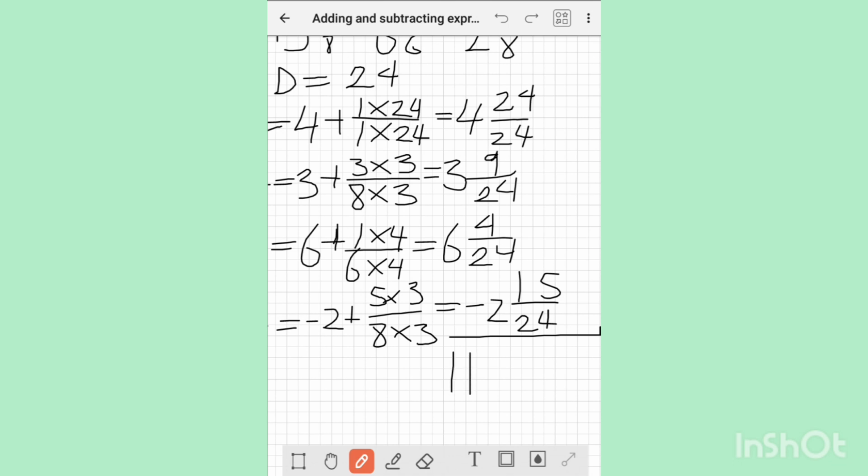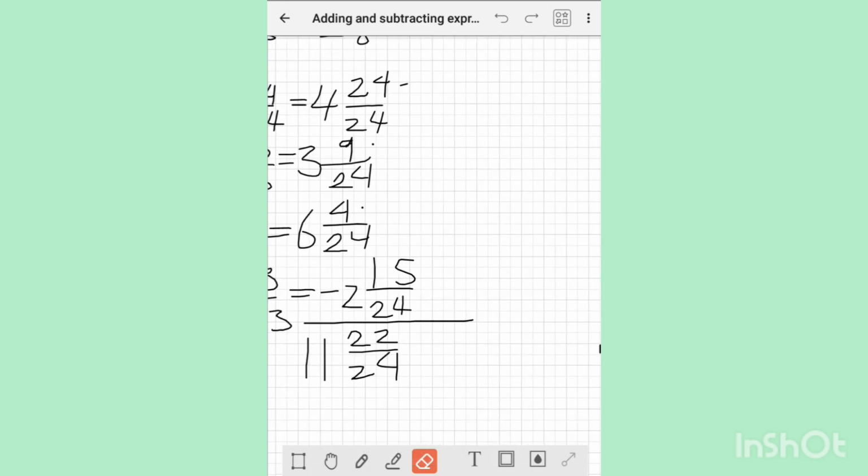And for the fractions, I have 24 plus 9, that's 33, and 33 plus 4 is 37. Then I'll subtract 15 from 37. I got 22 all over 24. Now if I simplify further, it means I will have 11 whole, or 11 all over 12. So this is the answer, but I'll just write it at the front here: equals 11 whole 11 all over 12.